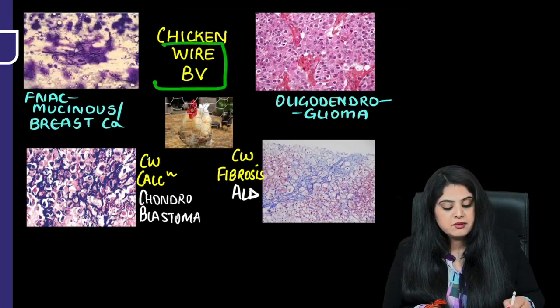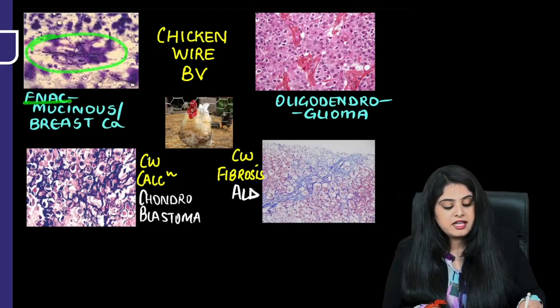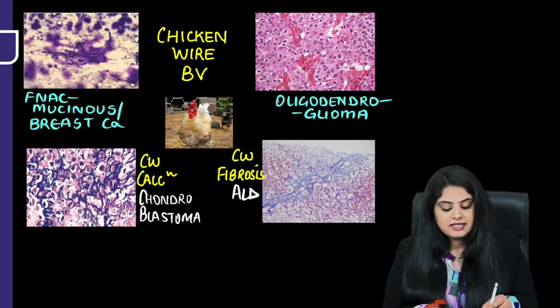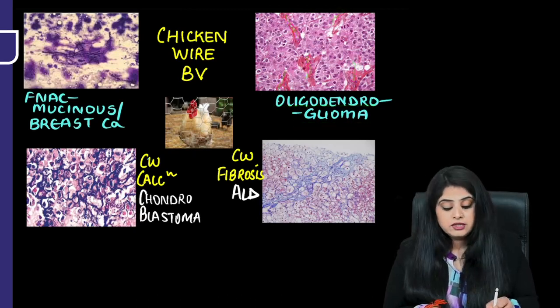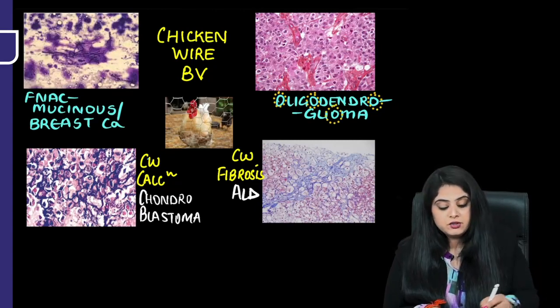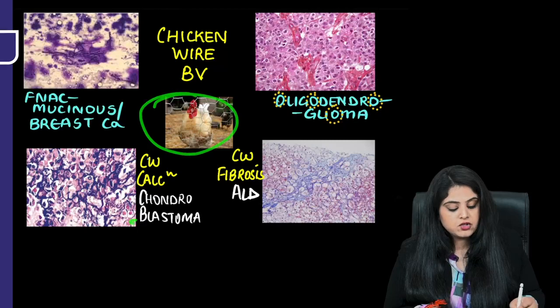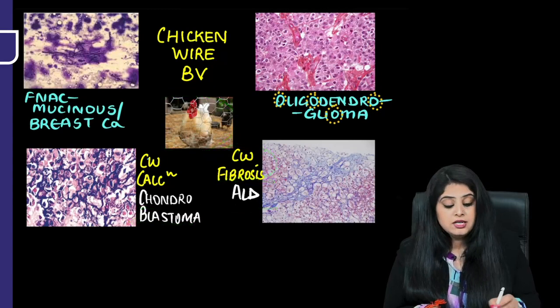Then we have chicken wire blood vessels. They are seen in 2 conditions. Number 1, blood vessels are seen in the FNAC of which breast cancer? Mucinous or colloid breast cancer. And these chicken wire blood vessels are seen in which brain tumor? I told you the brain tumor with a lot of eggs, oligodendroglioma. Where there are eggs, there is chicken. Remember? Because of the fried egg appearance, you also had chicken with it. It shows you chicken wire blood vessels. So repeating: chicken wire calcification, chondroblastoma; chicken wire fibrosis in the liver, of course, chicken with alcohol; then chicken with egg.